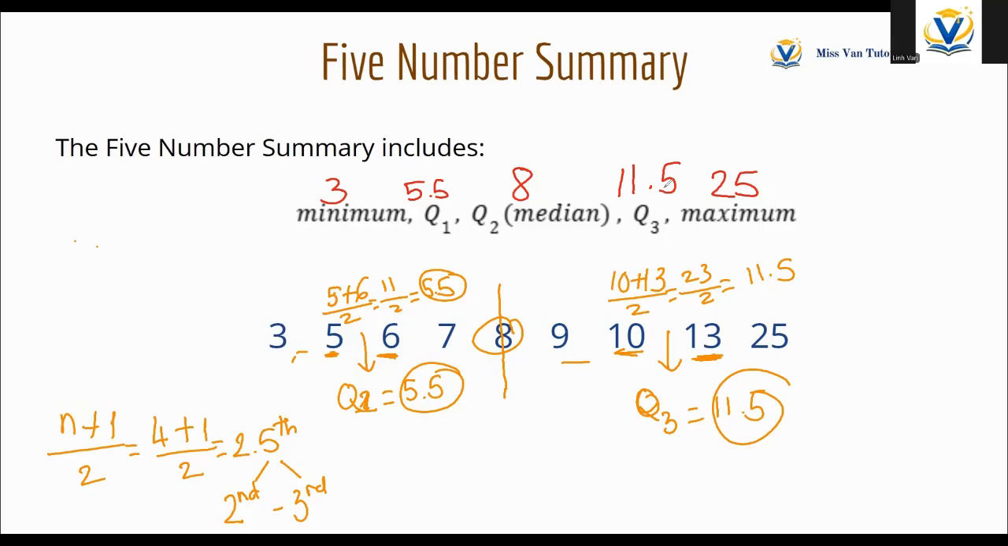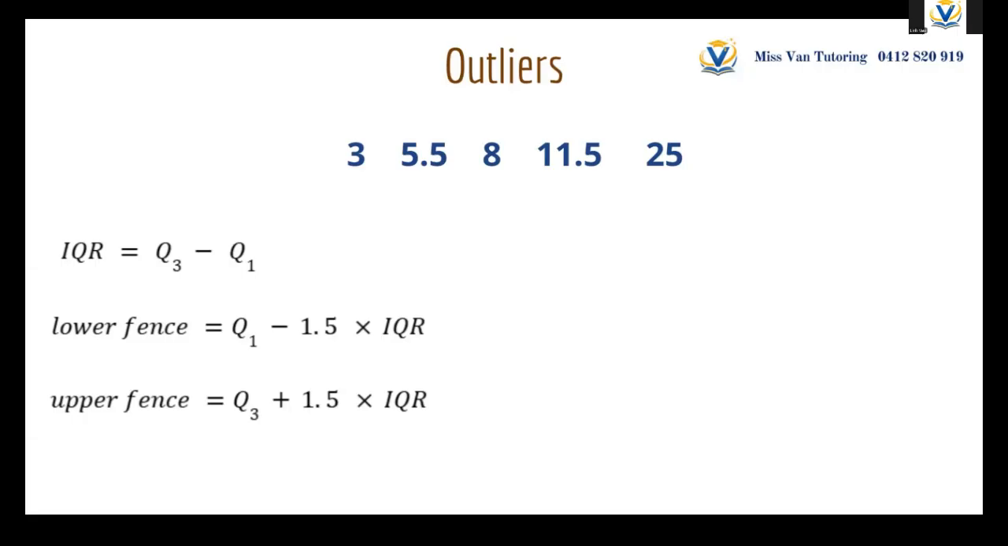There we go. All right, so now I've got my 5 number summary of this whole data set: a 3, a 5.5, an 8, 11.5, and 25. So we found our 5 number summary.